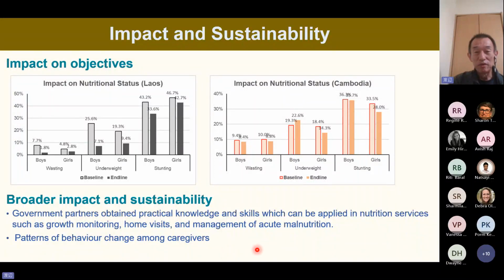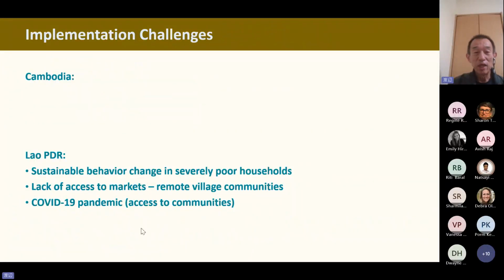Both programs also focused on behavior change as a key component. I think it's quite important for sustainability, because behavior change can be sustained even after the project stopped its intensive nutrition promotion activities. The improved behavior can still be sustained at household level. So those are some of the impact and sustainability findings, and finally there were some limitations and challenges for Laos.